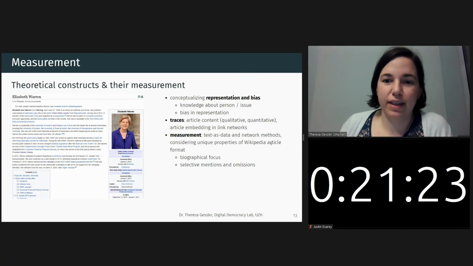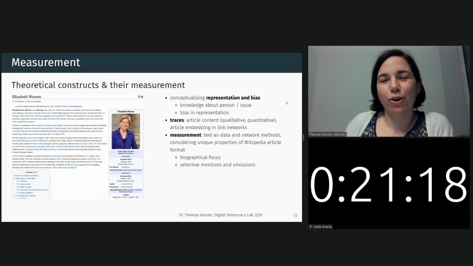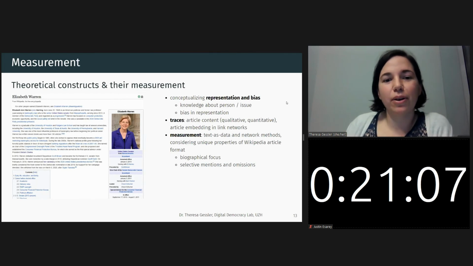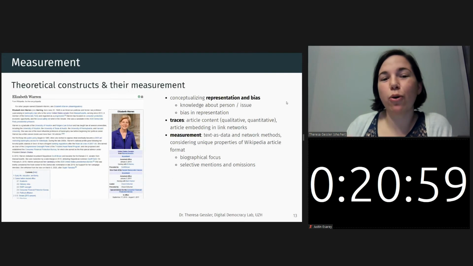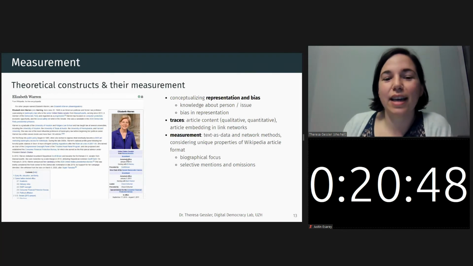In actually measuring this, I think this is where the bigger difficulties start, because while we can draw on typical text-as-data and network methods, Wikipedia has a lot of unique platform affordances that make this text quite specific. So, for example, all of these articles are very much focused on biography. While in press coverage we would focus on things such as whether the family is mentioned and how much, by default, many of the information that we're looking for in biased coverage is already included, even in these info boxes on Wikipedia.